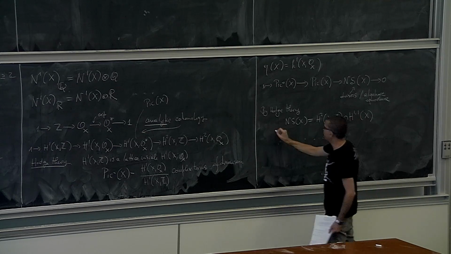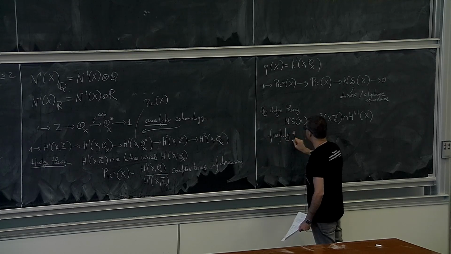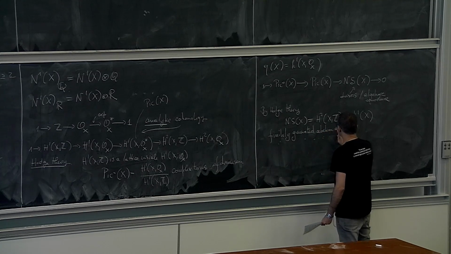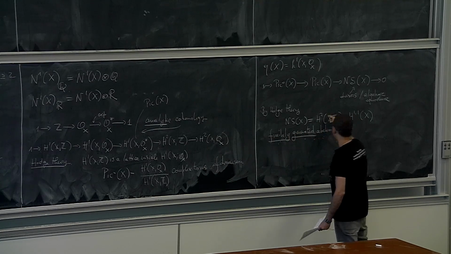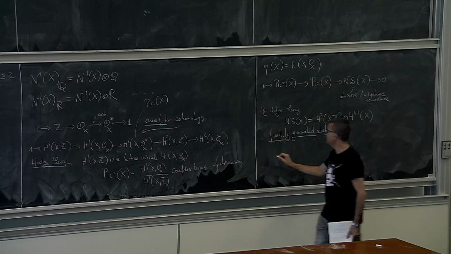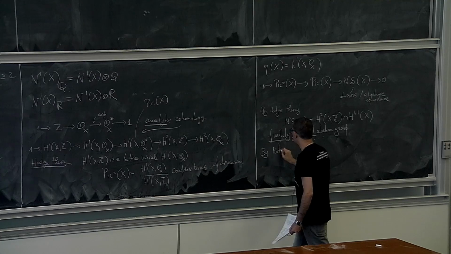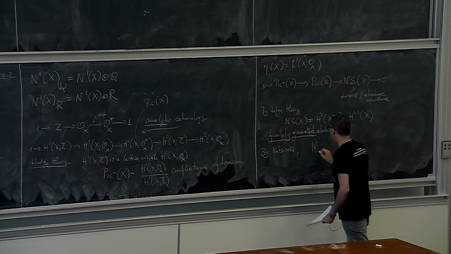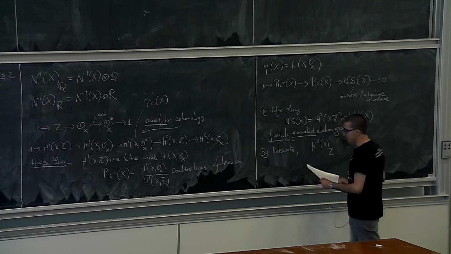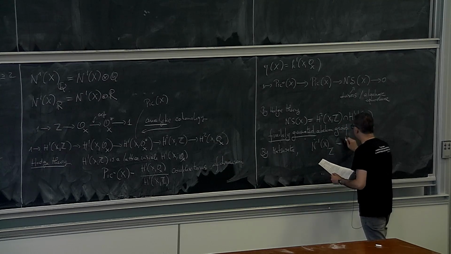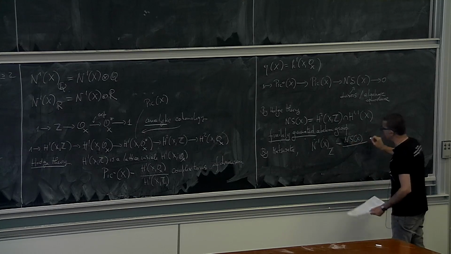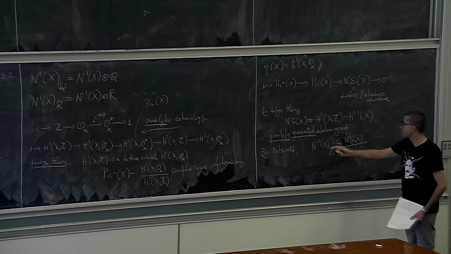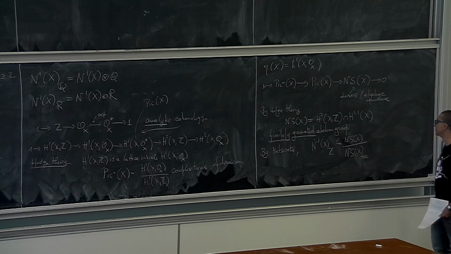So, in particular, this is a finitely generated abelian group, because this is finitely generated. And by Matsusaka, we have a relation between Num and Néron-Severi, namely the numerical group is just the quotient of the Néron-Severi by its torsion part. So this is torsion-free.